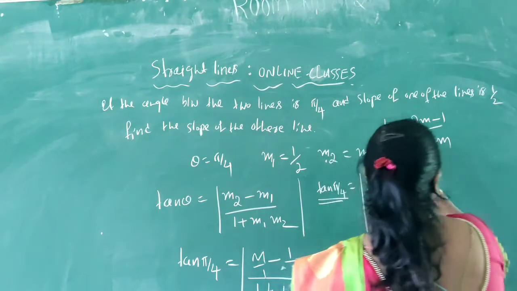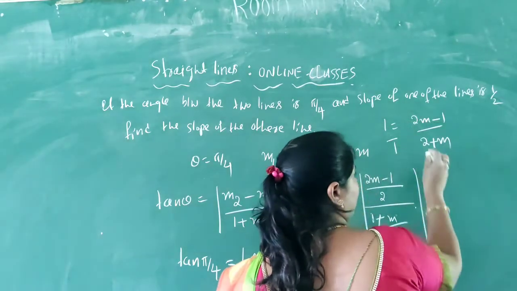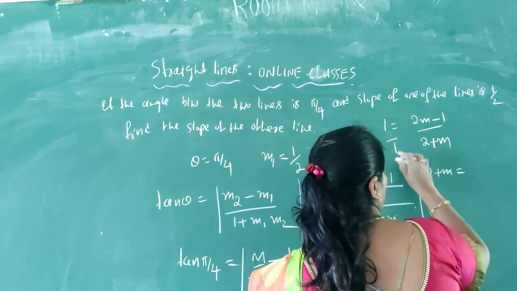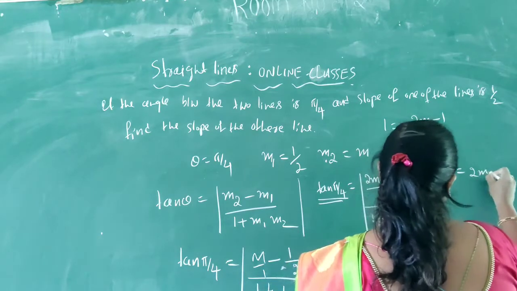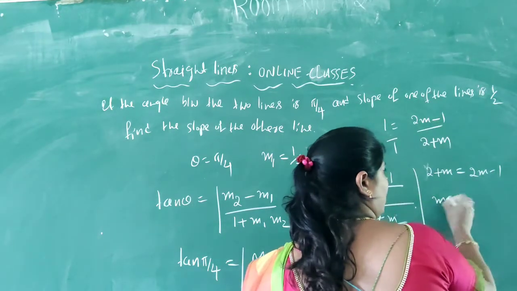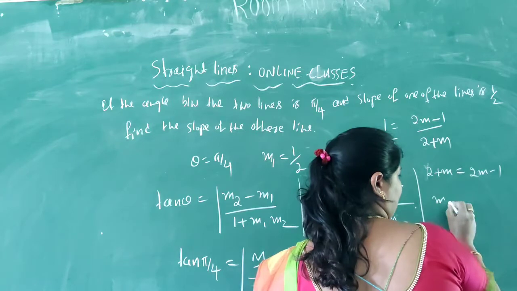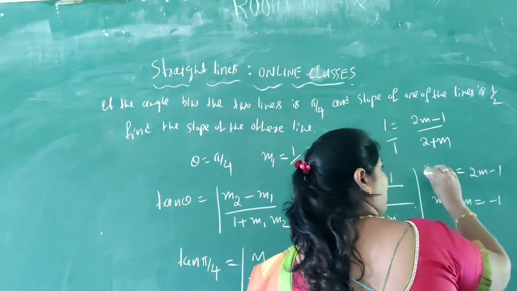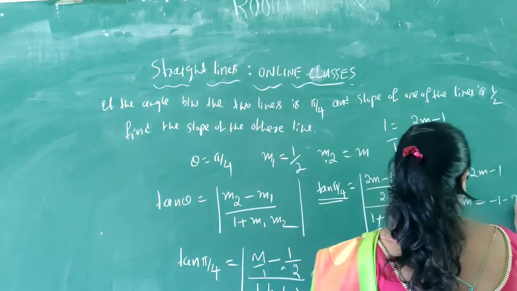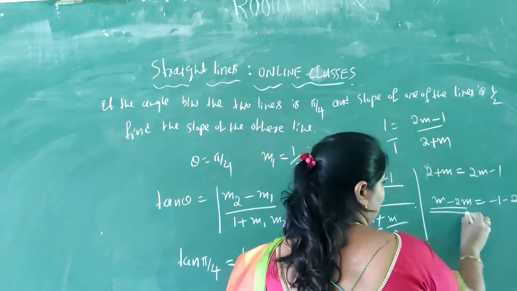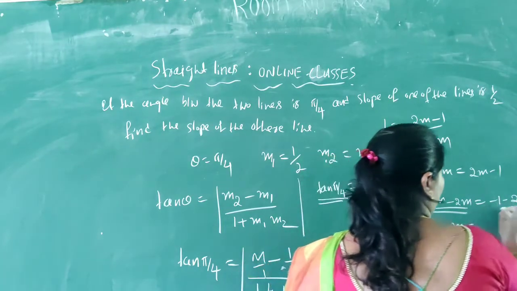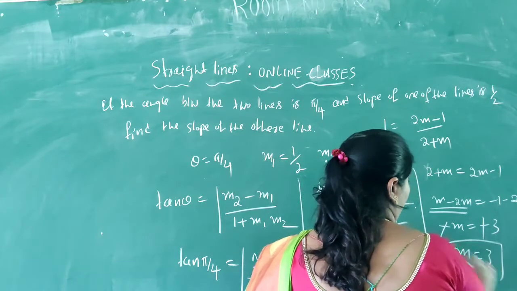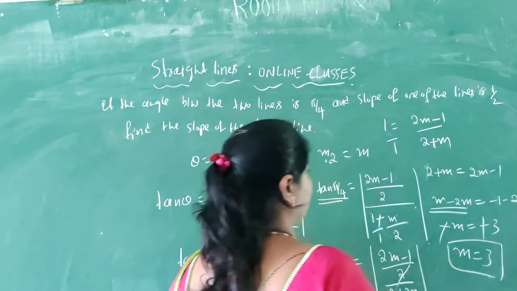So 1 into cross multiply. 1 into 2 plus m is 2 plus m only, which is equal to 1 into 2m minus 1. Next, we take m as plus m on the LHS, then it is going to be minus 2m minus 1 plus 2, transpose that, it is going to be minus 2. m minus 2m is minus m, which is equal to minus 3. So m is equal to 3. We have got m is equal to 3.